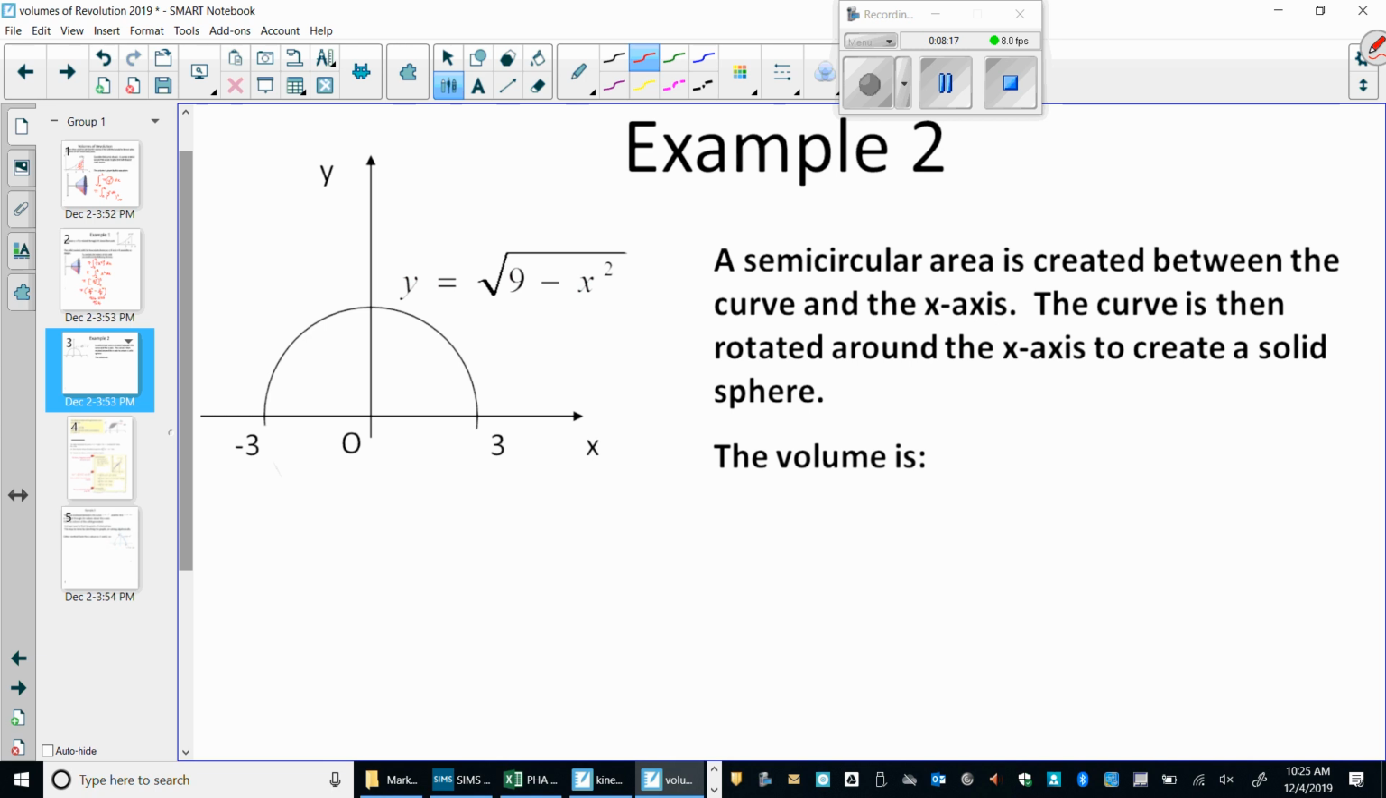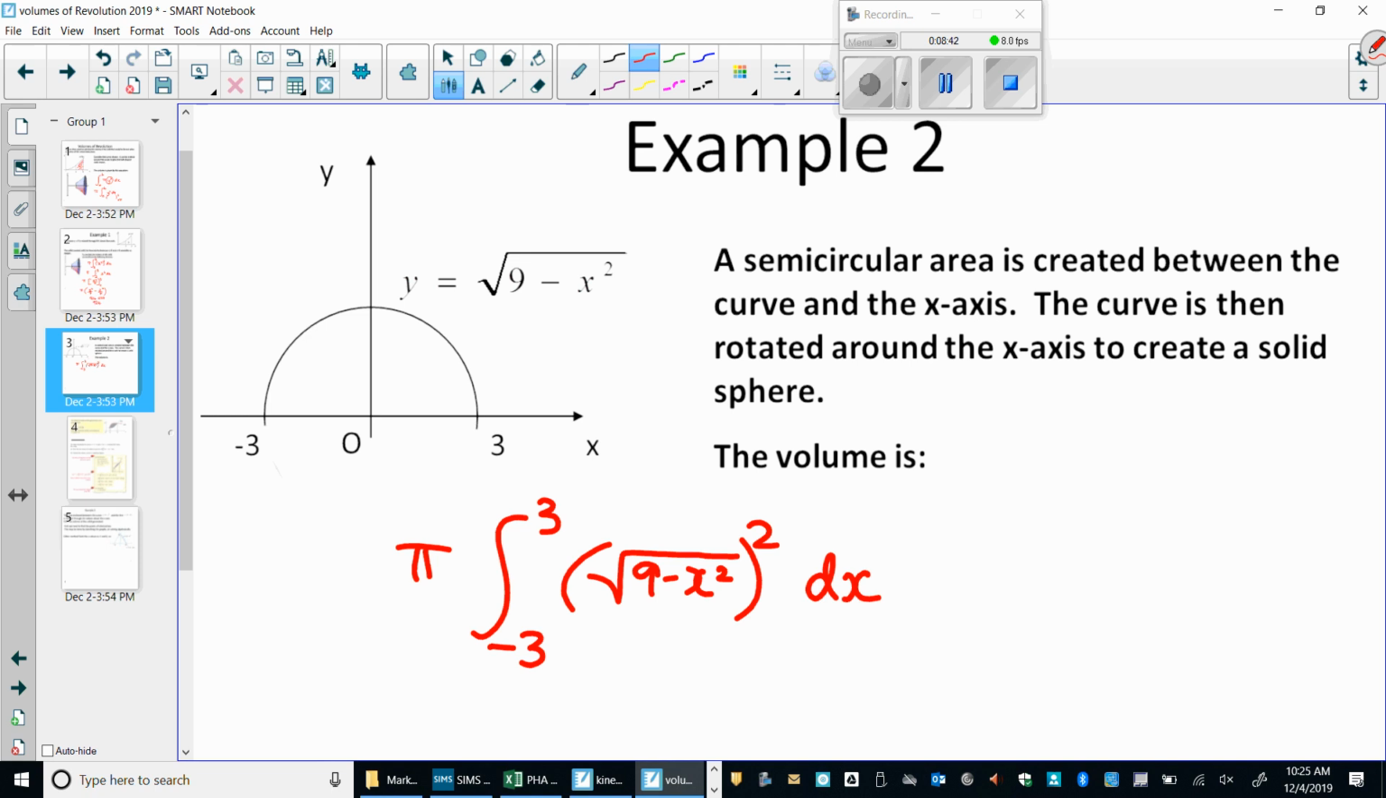Alright, so what are we going to do for this bad boy? So this is our function. We're rotating it around the x-axis to create a solid sphere. So what would our volume be? Pi, squiggle, integral from minus 3 to 3. And then you have the bracket, the square root of 9 minus x squared. And then you square it, and then you dx it.